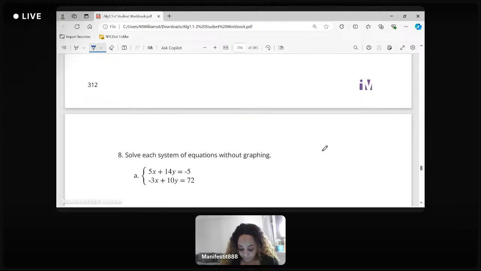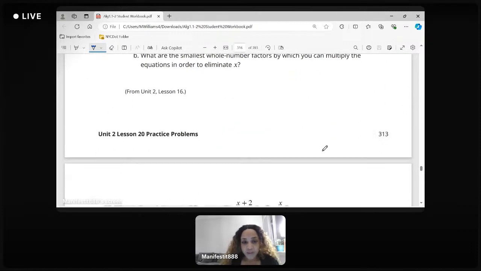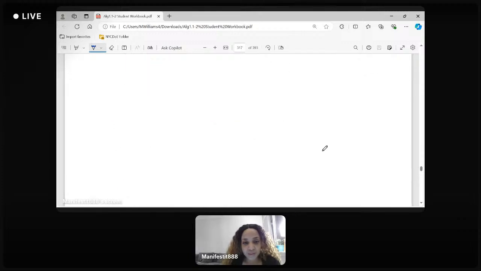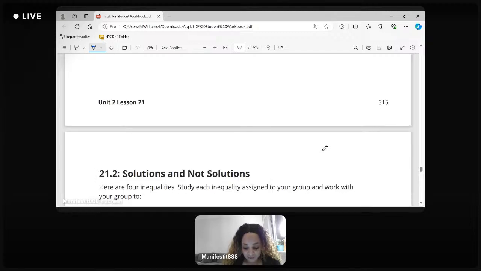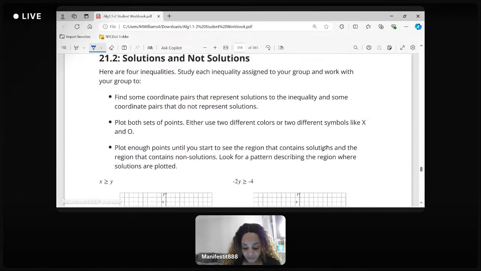If you're in the IM curriculum, I'm in Unit 2, lesson number 21. And if you have a workbook, you're on page 319. It says here are 4 inequalities. Study each inequality assigned to your group and work with your group to find some coordinate pairs that represent solutions, plot both sets of points, either using 2 different colors or 2 different symbols. Plot enough points until you start to see the region that contains solutions.